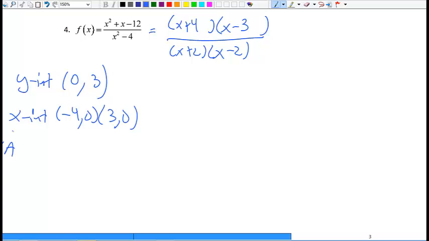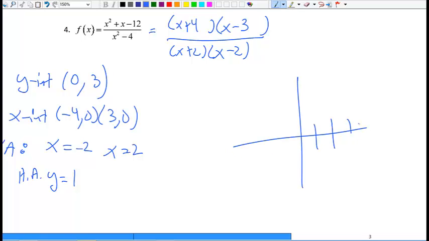VAs, vertical asymptotes, would occur when x is negative 2 and x is positive 2. And then your HA is going to occur, let's see, it's a same case, so x squared over x squared, which means you're looking at 1 over 1. So that's when y equals 1.